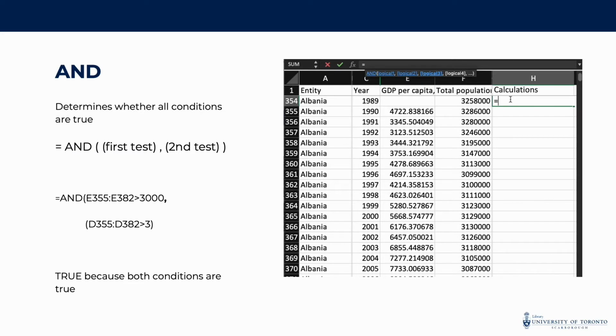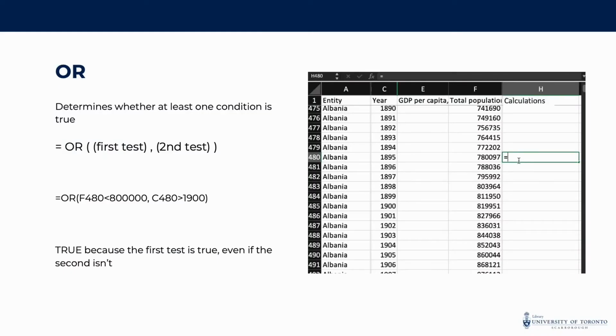The AND function is used to determine whether all the conditions being tested are true. For example, to check whether both GDP is greater than 3,000 and whether the total population is less than 3.3 million, write equal AND, write out the first test, then the second. Press enter or return, and receiving the output TRUE means both conditions are true.